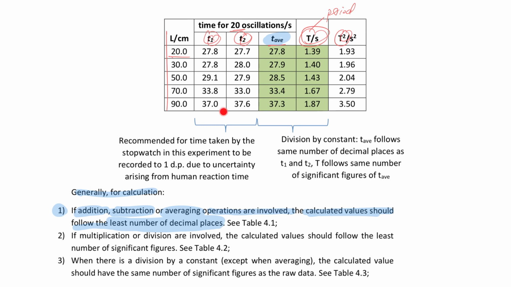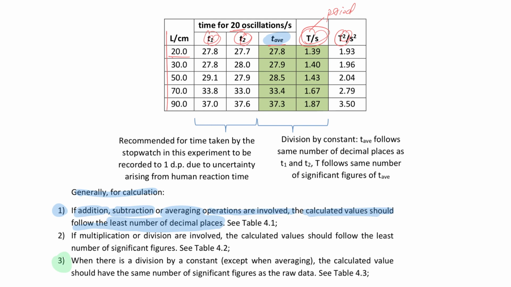Let's talk about the raw data first. When you record the time using a stopwatch, remember I said stopwatch, the precision is 0.01 of a second, but because of human reaction time, it will be more appropriate to actually record to 1 decimal place. Usually the question will tell you and you just follow. Next, averaging. When you take the average of the two, T1 and T2, you follow the least sig fig. So both are 3 sig fig, so naturally the average here will be in 3 sig fig.